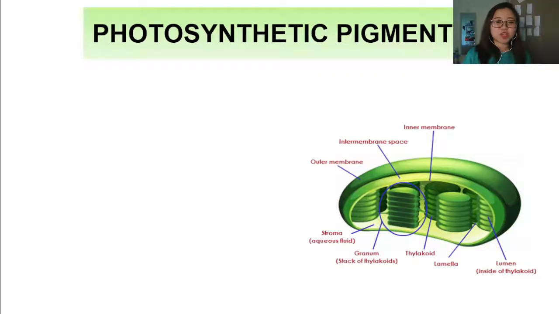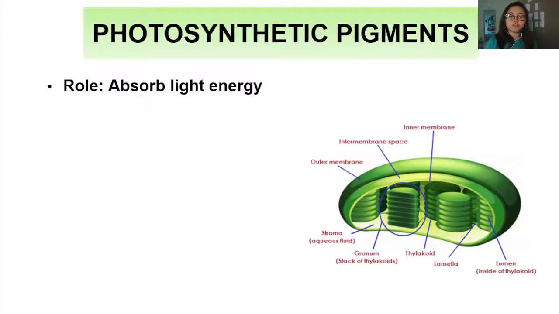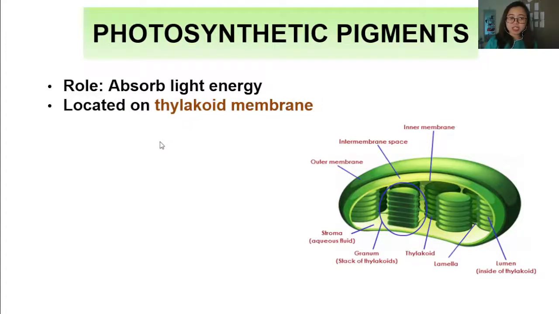In the previous video, we talked about how photosynthesis can be defined, how photosynthesis occurs in the chloroplast. Inside the chloroplast, there are chlorophylls. So let's learn more about the chlorophylls, which are the photosynthetic pigments. The role of photosynthetic pigments is quite simple. It is to absorb light energy, and they are located on the thylakoid membrane in the chloroplast.